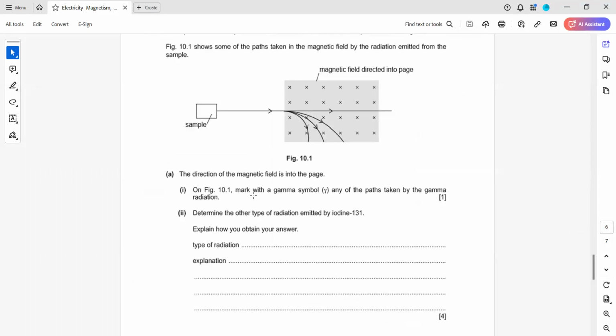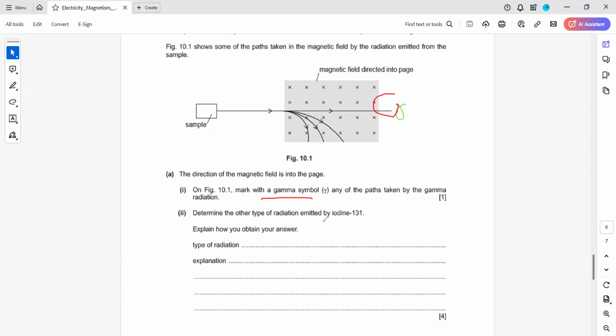On the figure, mark with the symbol for gamma the path taken by the gamma. Which one is the path of the gamma? So this one, because a gamma does not deflect. So the straight line is representing the gamma, because deflection does not occur for gamma.